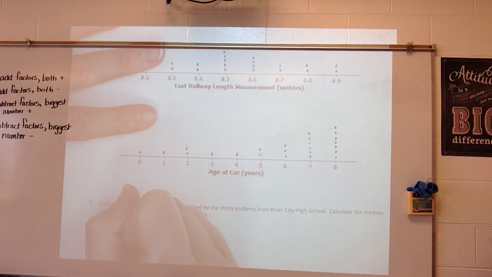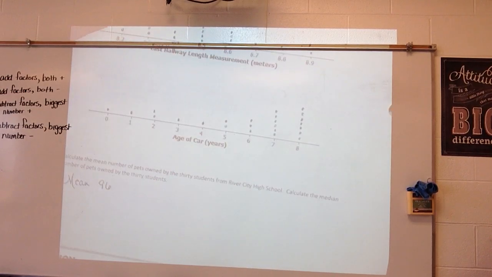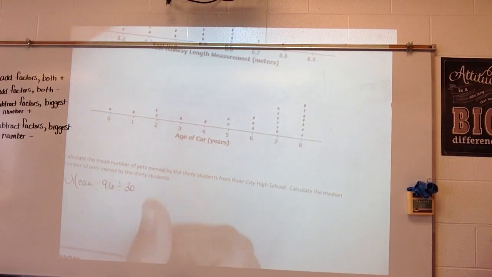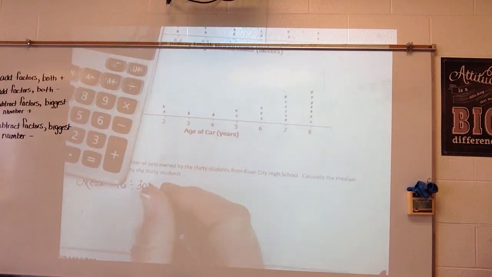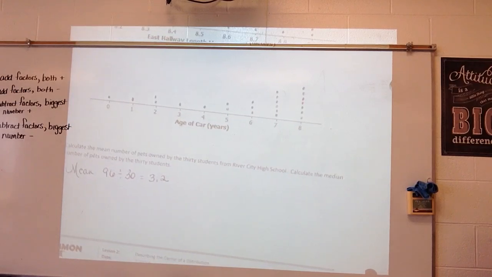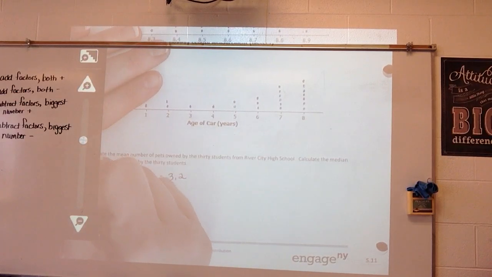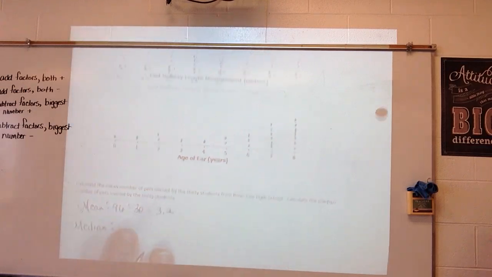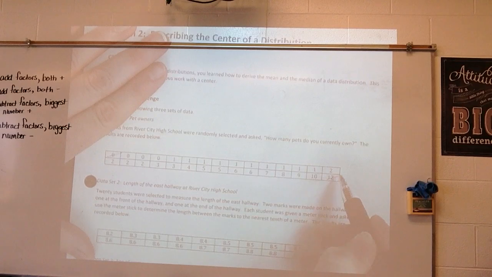Alright, so 96. And I want to divide that by the number of pet owners. So that was 30. Alright, so we're going to do 96 divided by 30. And I get 3 2/10. Alright. Now to find the median. Remember, the median is the middle number. Alright, so let's look at this. And I can cross off.